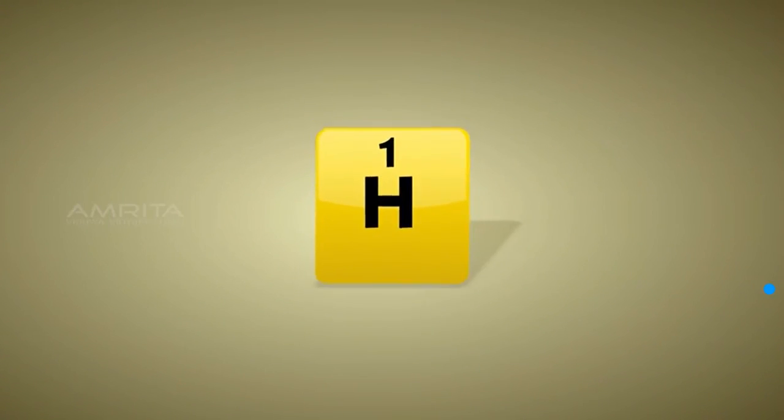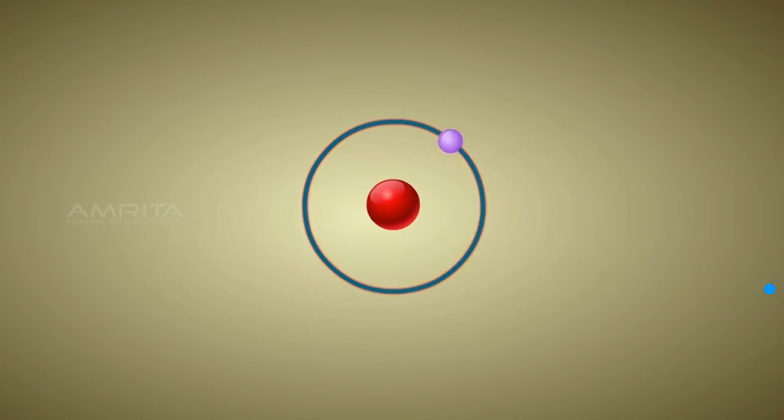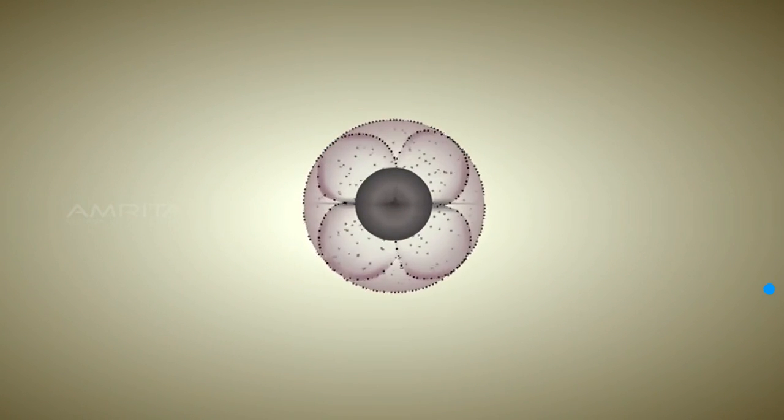Bohr's model works well for simple atoms and is easy to understand. It is one among the atomic structures still in use today, the other being the quantum mechanical model.